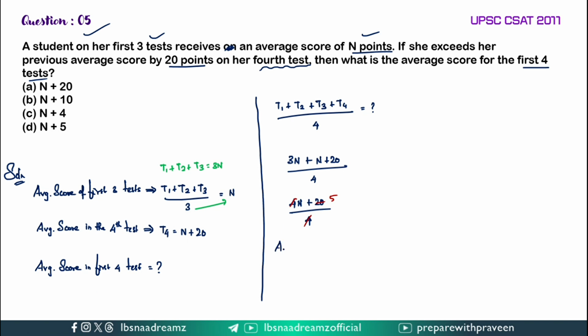So the average score in the first four tests is equal to n plus 5. So n plus 5 is the right answer. Yes, n plus 5, that is option D is the right answer.